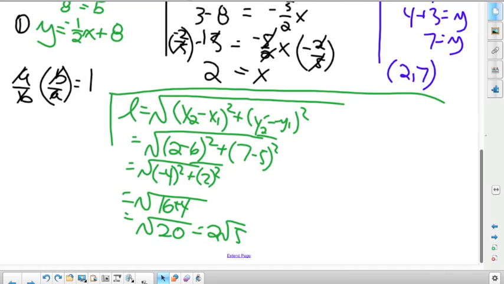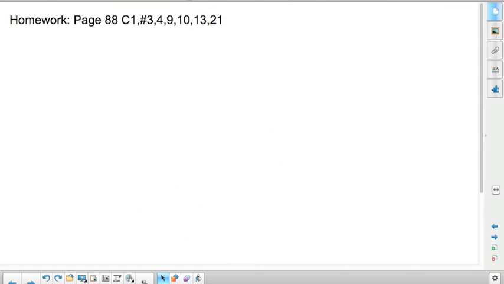So this could have been a word problem, Mr. Chan. Why is the road gross? It totally messes me up. Any questions on this?